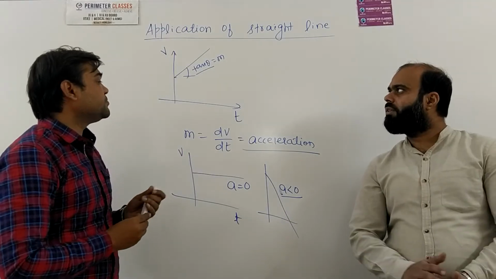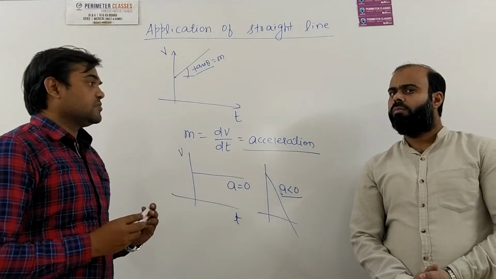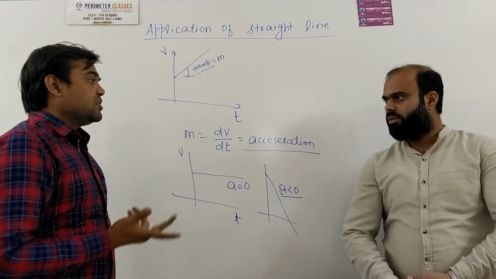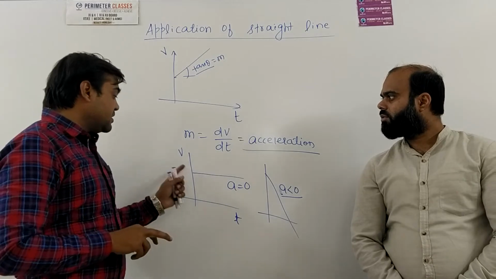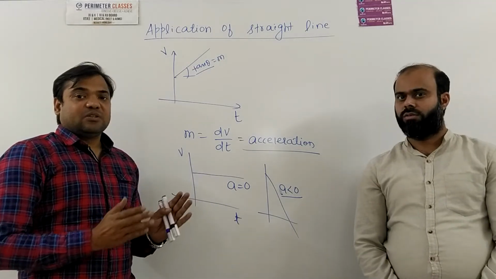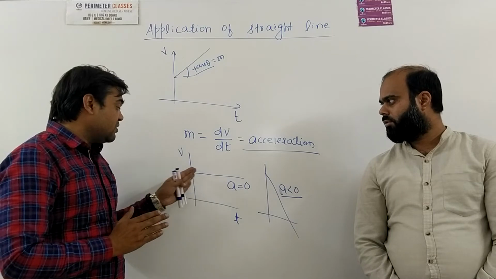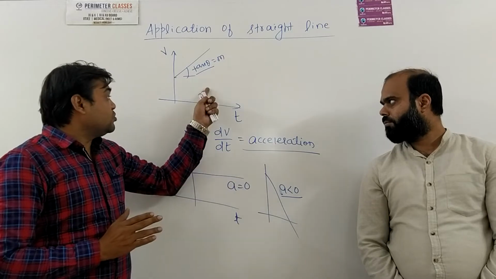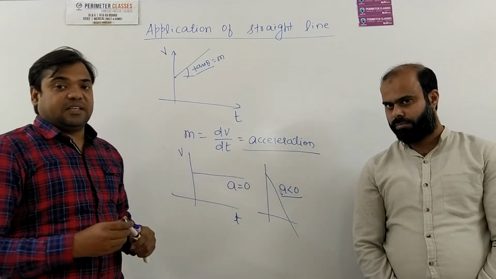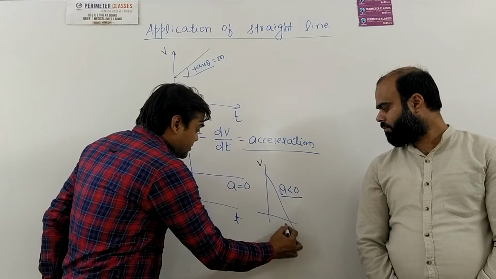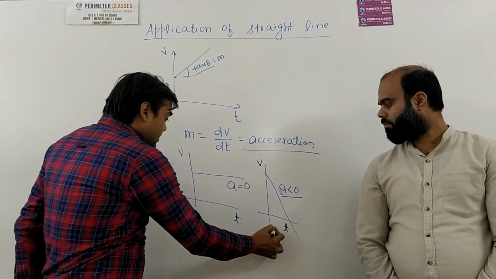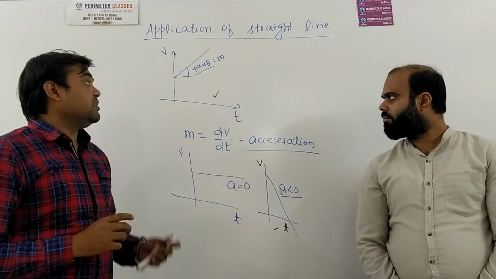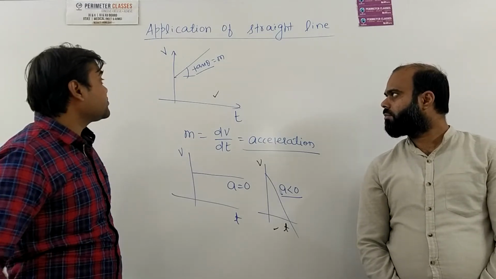Basically, in the previous graphs we were drawing the graph between displacement and time, position versus time, where the slope was velocity. Here it is a velocity versus time graph, and the slope is acceleration. So here acceleration is 0, which means velocity is constant, so this is an example of uniform motion. In these two cases, velocity is continuously changing. Changing means it can either increase or decrease. So in these cases the velocity is changing, which means the motion is non-uniform.